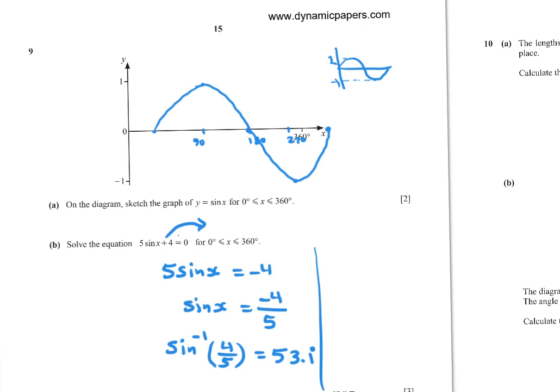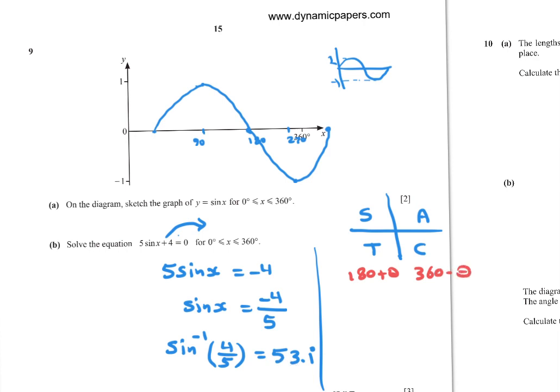Sine is negative. In which quadrant is sine negative? From the ASTC rule: all positive in the first quadrant, sine positive in the second quadrant, tan positive in the third, cosine positive in the fourth. So from the ASTC rule, sine is negative in the third or fourth. In the third, the angle is 180 plus theta. In the fourth, 360 minus theta. So theta is the acute angle.